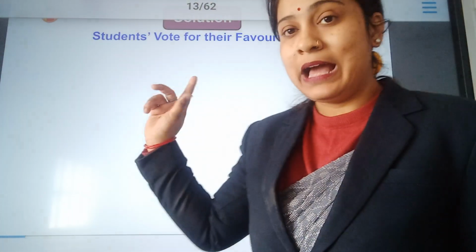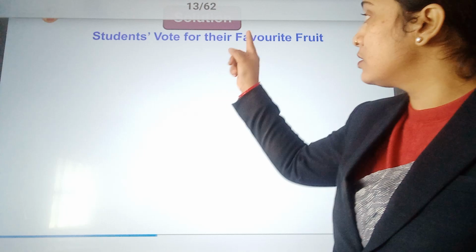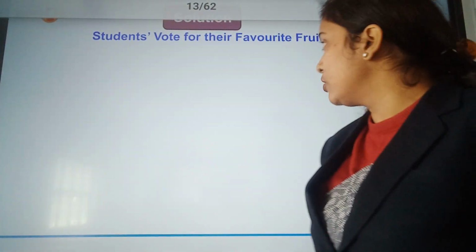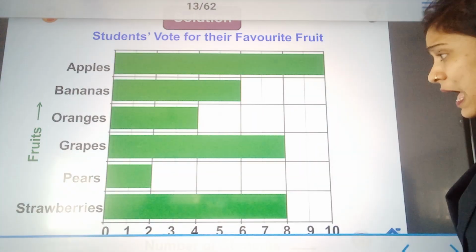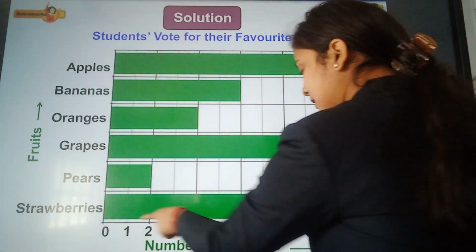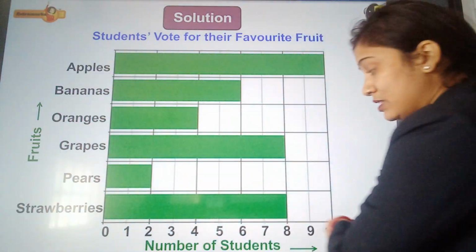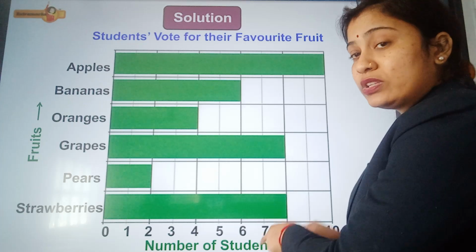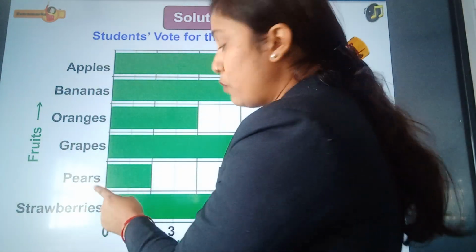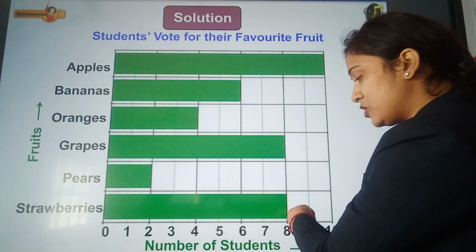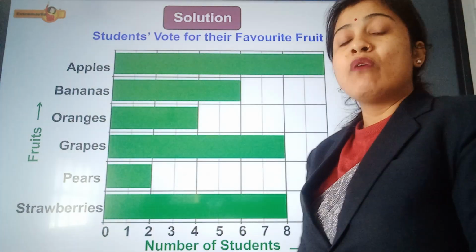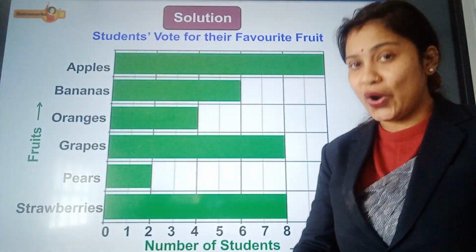So here the title, again first of all the title: students vote for their favorite fruit. Okay, then two axes will be drawn. Now see, in this case along the x-axis we have taken the number of students. The frequency is taken along the x-axis, and the fruits are plotted along the y-axis. Now corresponding to each fruit and with respect to the frequency we have drawn the bars, and in this case we see that the bars are horizontal.